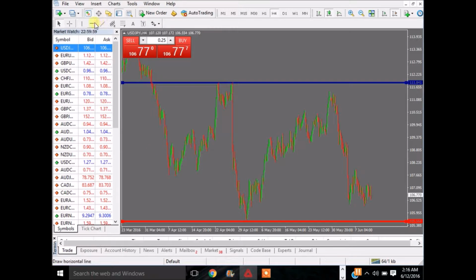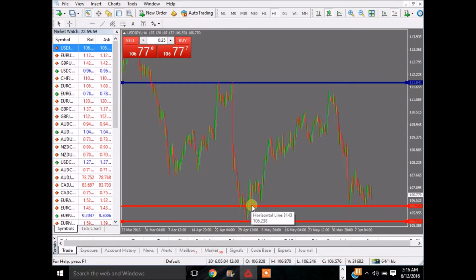Now you want to do the same thing. You want to find at least two of each. So I'm going to do my next support level right here. The reason I say that is because right when price came down here, it started to go back up. And so that made this a new support level.